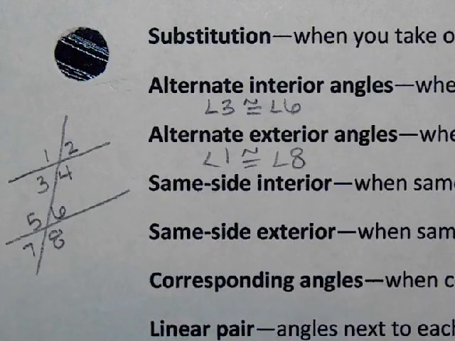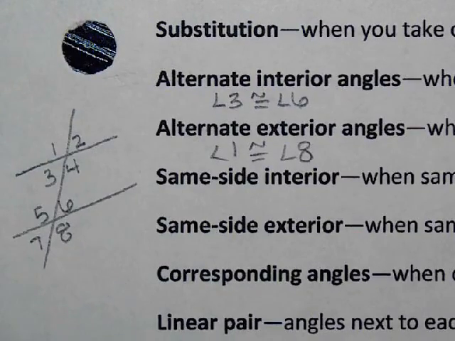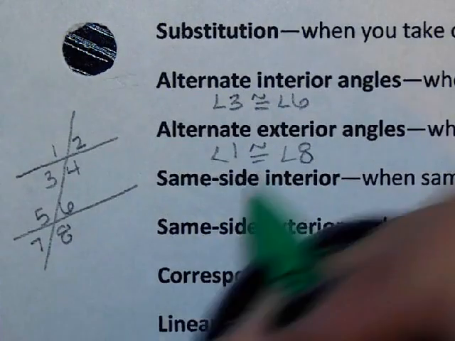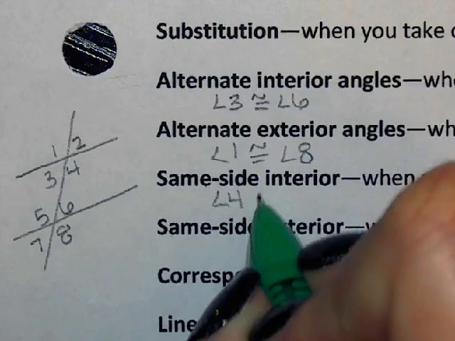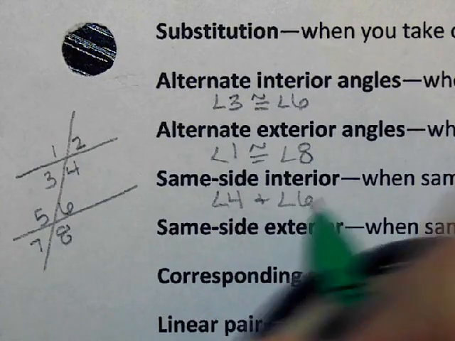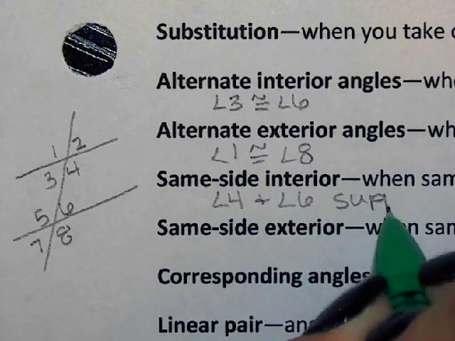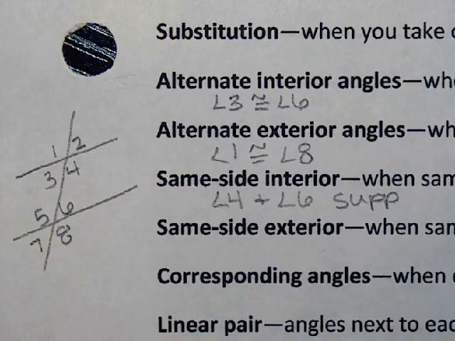Same side interior. Angles 4 and 6. I'm not going to write that they're congruent. I'm going to say angle 4 and angle 6 are supplementary. And I'm going to circle the word supplementary in the definition. You can say add to 180.